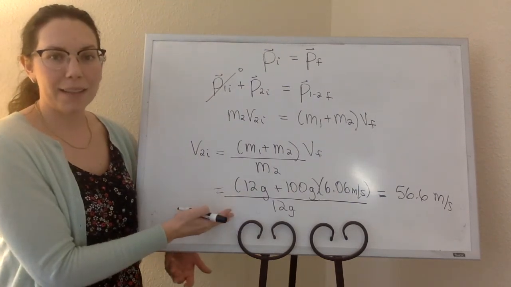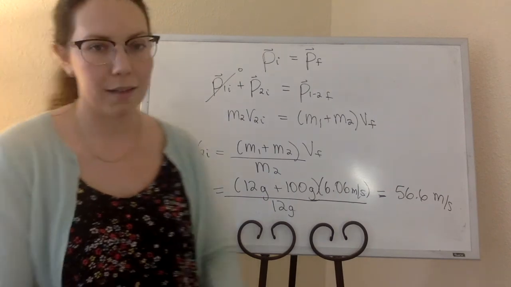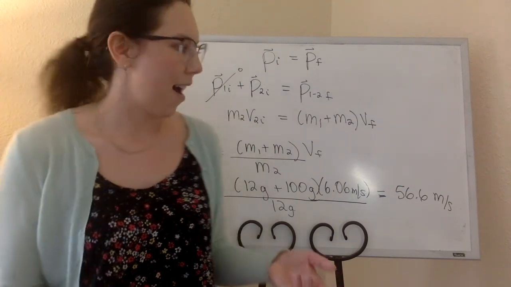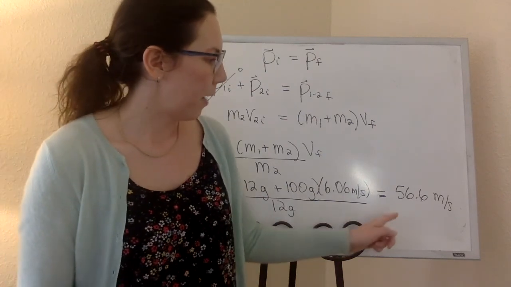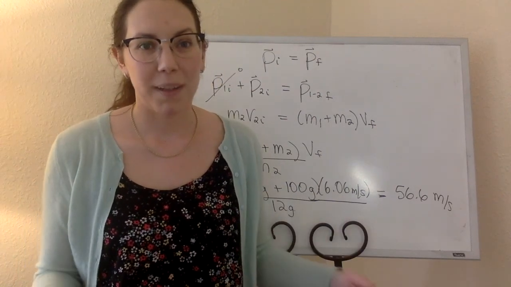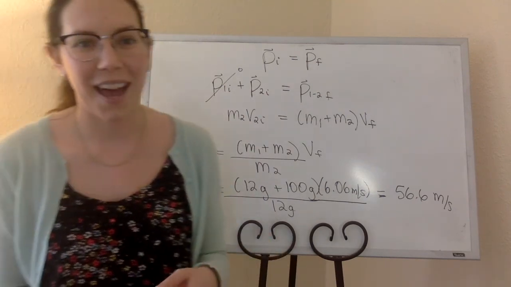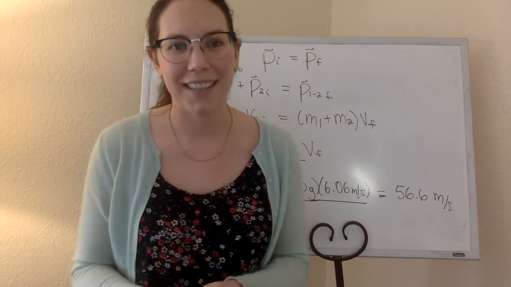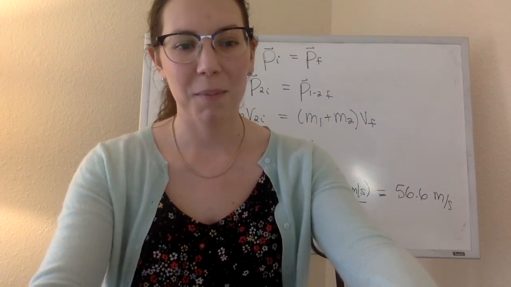I did leave the mass in grams because I see that the units will cancel. If you're unsure, you can always convert to kilograms, but as long as they cancel, it's not a problem. And then we end up with 56.6 meters per second as the initial velocity of that sticky clay, which is quite fast. Okay, in the next section, we'll look at conservation of momentum problems in 2D.